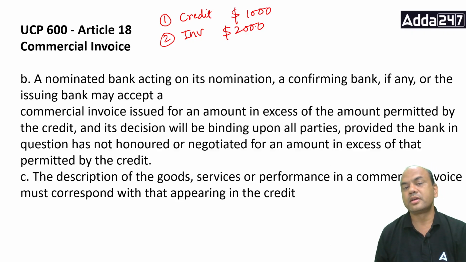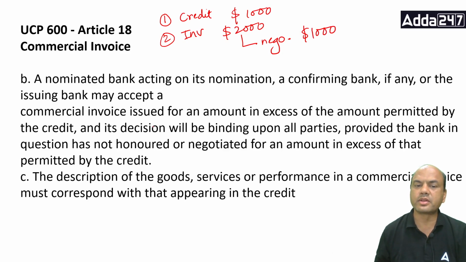If I'm the nominated bank, confirming bank, or negotiating bank, I can accept it subject to one condition: the negotiation is only for dollar 1,000. Provided the bank in question has not honored or negotiated for an amount in excess of that permitted by the credit. Now, how will you know whether the bank has negotiated for $2,000 or $1,000? In the letter sent by the negotiating bank. Understand this now.